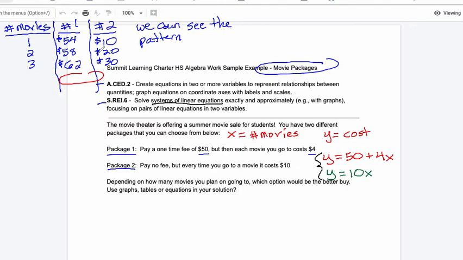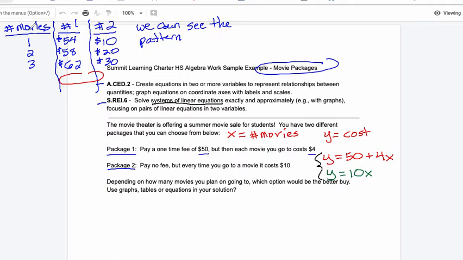And part of what we want to know is, well, when is one movie package less expensive than the other one? Or is there a place where they switch? Is there a place where they flip-flop? Is there a place where they're the same? This is all the stuff I'm using my algebra and my math to try and do.